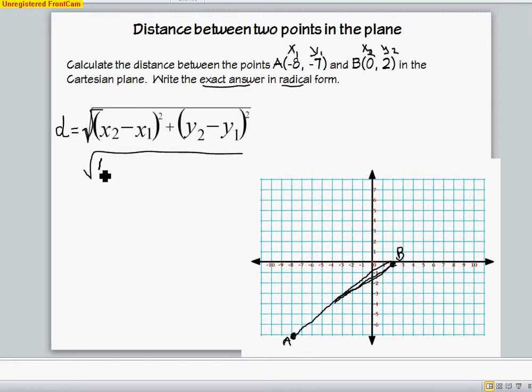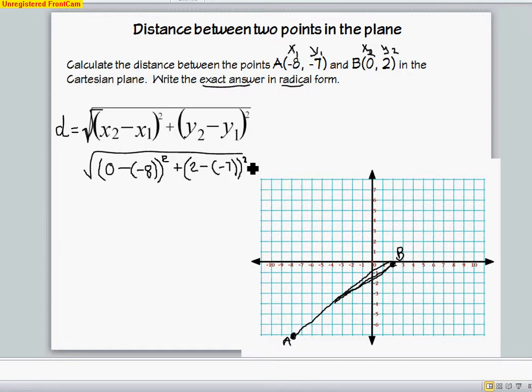It says x2. Okay, that's going to be the 0. Minus x1 is a -8. Don't let this scare you. It's okay. I'm just going to use some parentheses to keep those separate. And it's squared. And then it says plus, okay, now it says y2, which is my 2, minus y1, which is a -7. Just going to use parentheses to keep them straight.